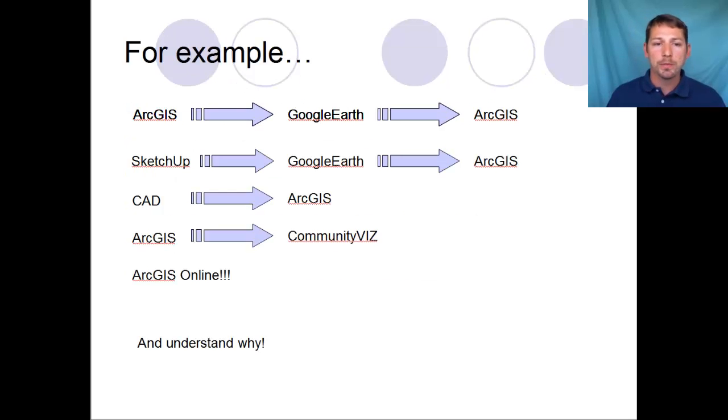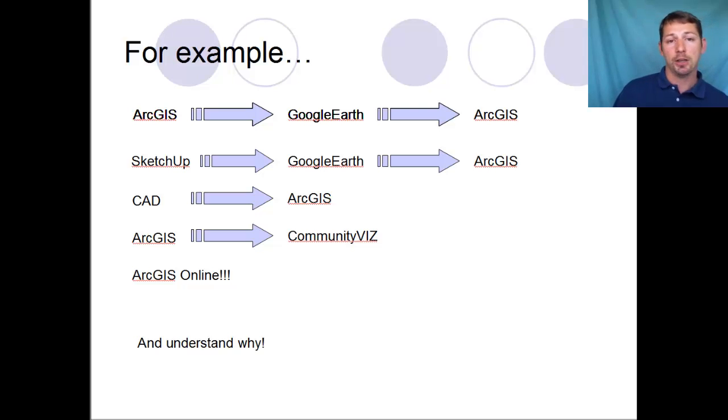So what I'm talking about, for example, is taking a simple shapefile in ArcGIS and putting it in Google Earth, and then maybe putting it back in ArcGIS or not. And maybe taking a model that was built in SketchUp and putting it into Google Earth, and then moving it over to ArcGIS to do more analysis. Maybe taking a simple CAD file that somebody else has built or the student has built and moving it into ArcGIS to do some sort of analysis.